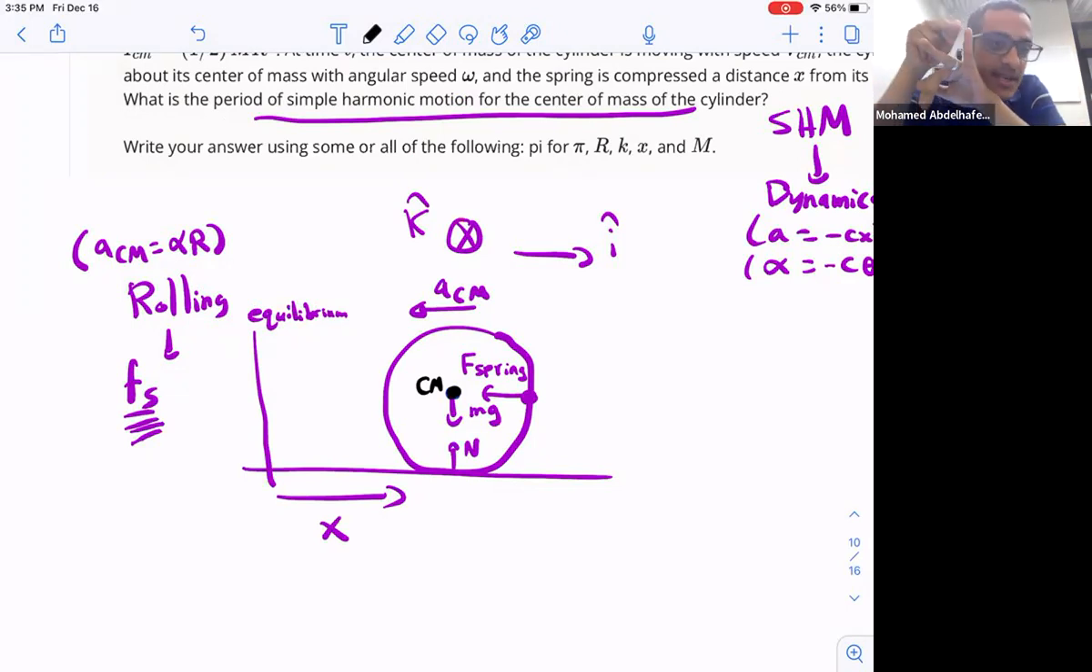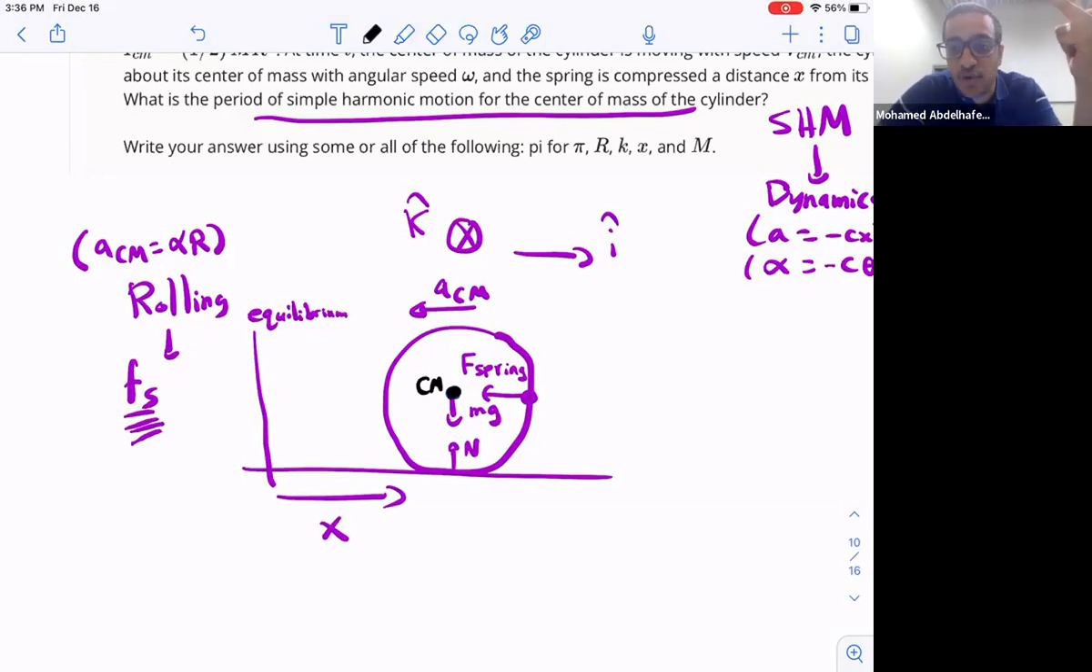Normal force doesn't create torque about the center of mass because it's parallel to it. Again, if you have a point and you push towards it, that doesn't create torque. You need to push perpendicular to it, not parallel to it. Gravity doesn't because it's acting right there. There's no distance. Torque is force times distance. Gravity doesn't have a distance from the center of mass.